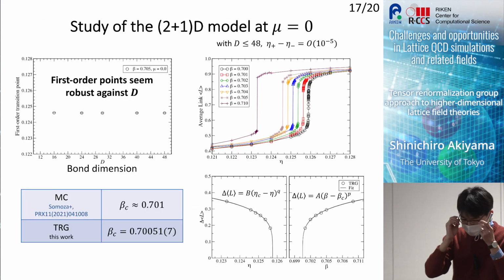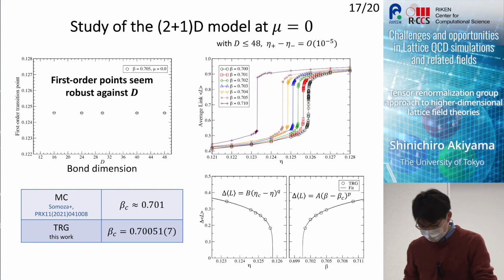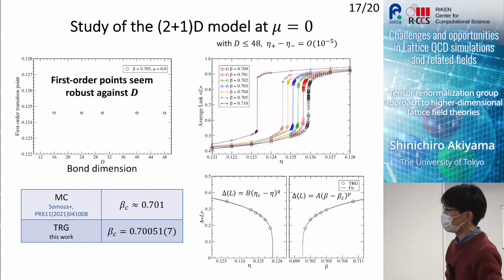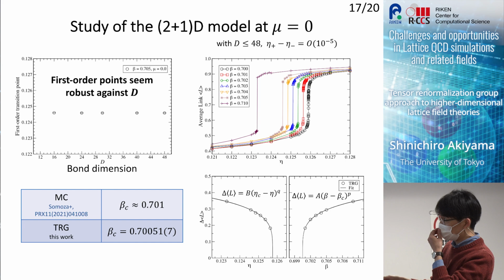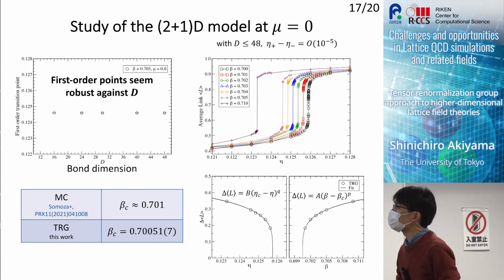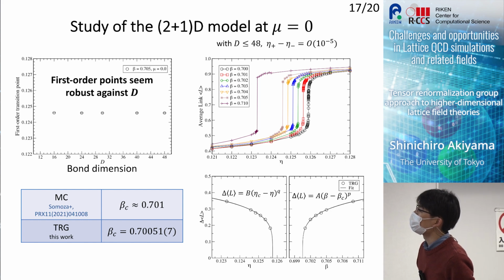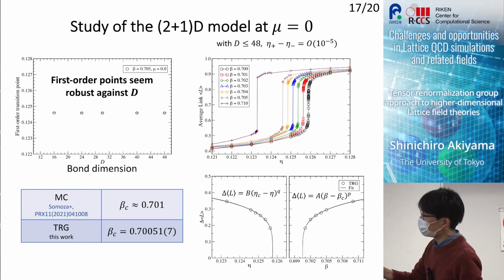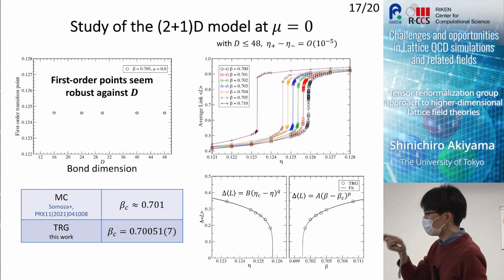Okay. Then our study started from the three-dimensional case, and this is the result of the TRG calculation of the three-dimensional Z2 gauge Higgs model. This figure shows the finite bond dimension effect. I mean that this figure shows the first order transition point. And in this case, the inverse gauge coupling beta is set to like this. Actually, this is very close to the critical endpoint.